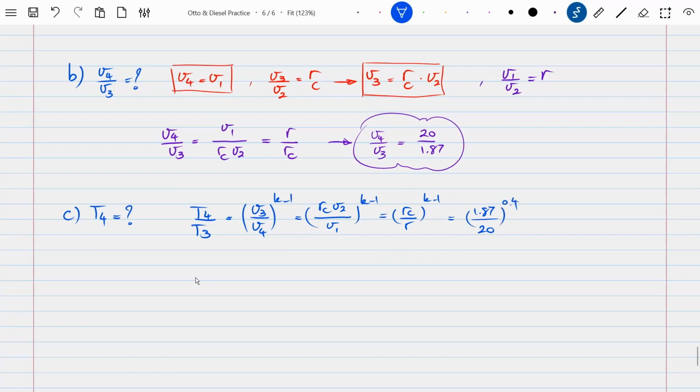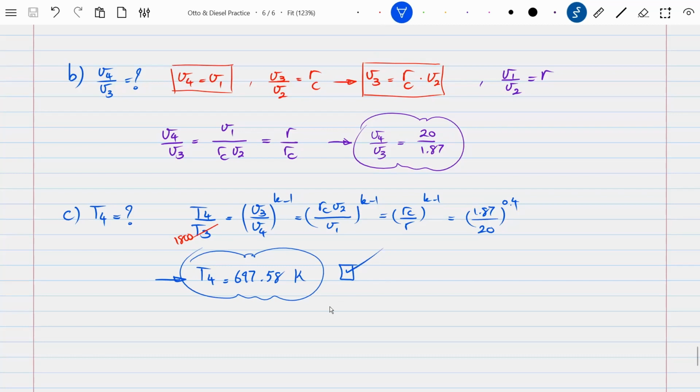All that is left to do is plug in numbers. Remember, T3 is 1800. And now T4 is 697.58 Kelvin. And so this is our exhaust temperature.